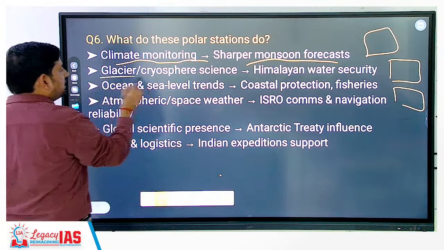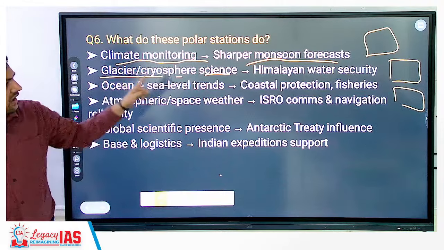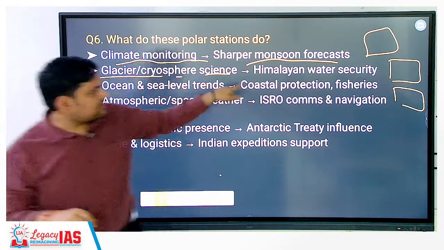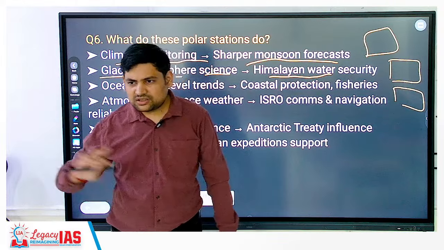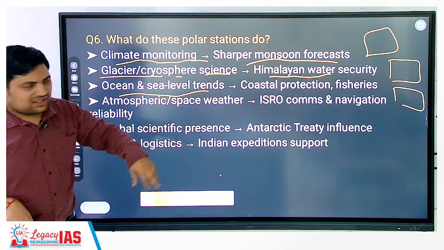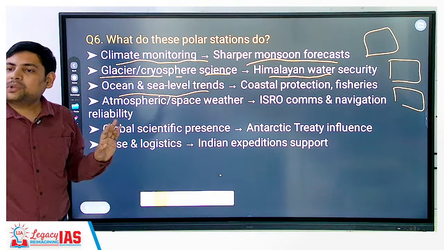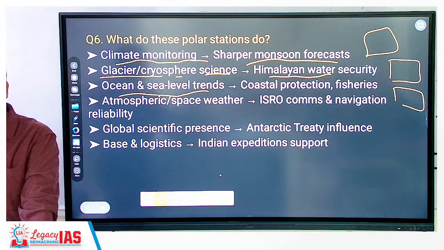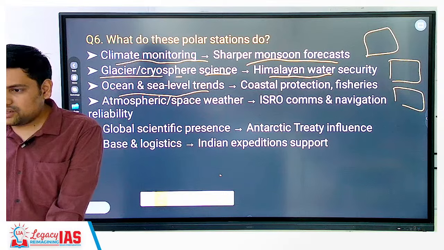Then glacier or cryosphere science. Now, if we understand glacier or cryosphere science, then it will also help us understand Himalayan water security, because it also consists of ice, cryosphere, all that. Then ocean and sea level trends, coastal protection, everything is connected, because when ice melts, it gets converted into seas and then it is transported around the world.